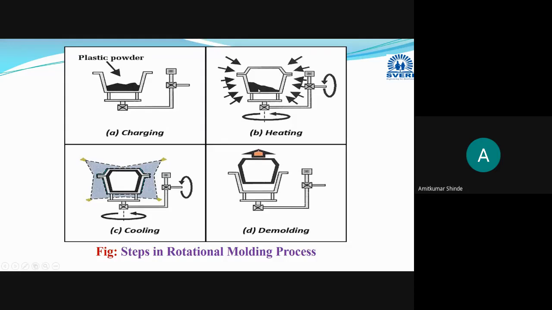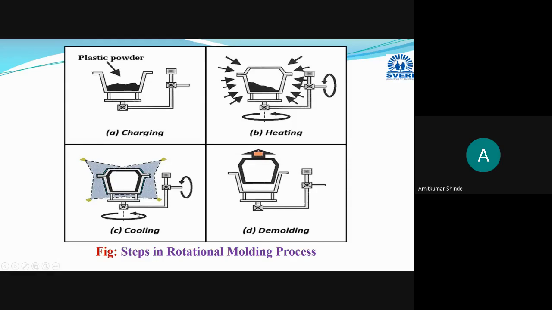This powder, due to the heating, will soften, and due to this rotation it will be thrown at the corners. Through each corner it will get thrown and attached to the mold wall. Whichever wall of that cavity is there, it will get attached to it due to the heating and continuous rotation. And due to biaxial rotation, a uniform layer of that material will be obtained.